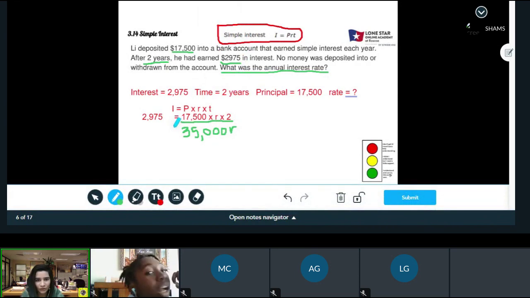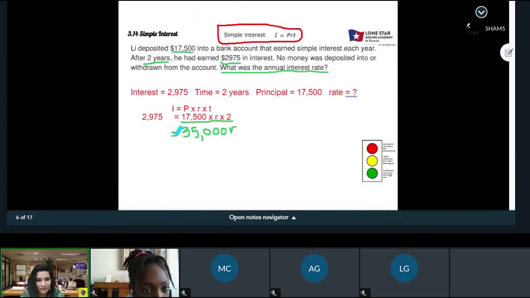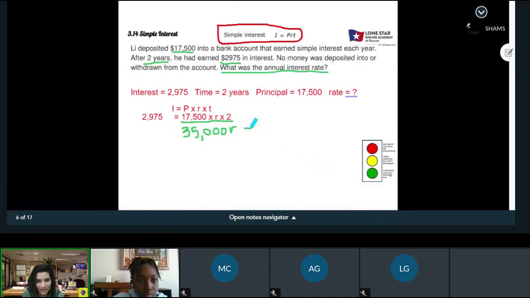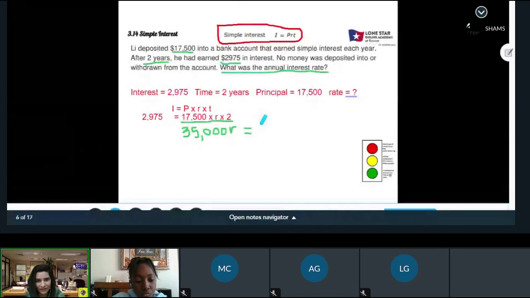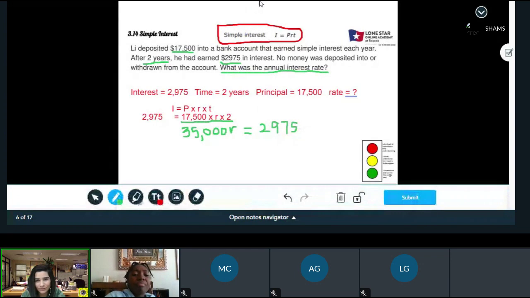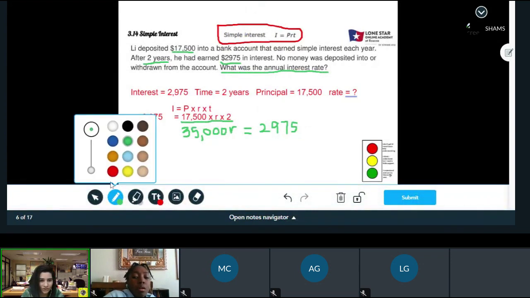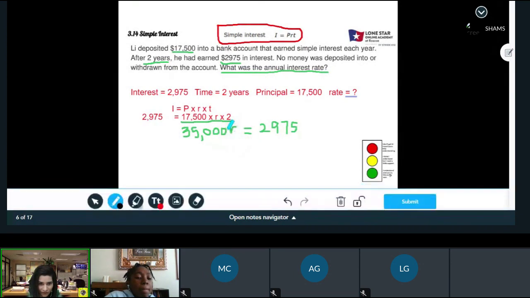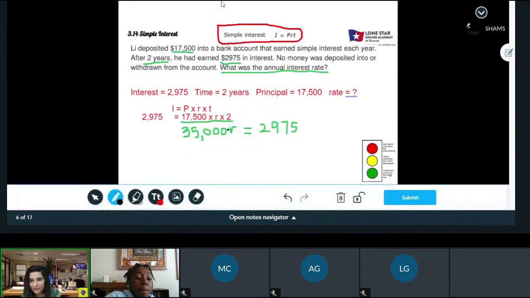Everybody understands? And I can also bring down 2,975, or I can just write that on the other side. It is just the same thing. I can write it on any side I want. I just flip the side so that I have 2,975 on this side. Do you guys know how I can get the R by itself? It is like a one-step equation. Do you guys know how to get R by itself? Right now, the operation between 35,000 and R is a multiplication operation, right? It's a multiplication operation. The inverse of multiplying is?